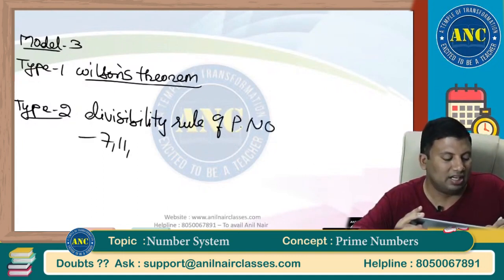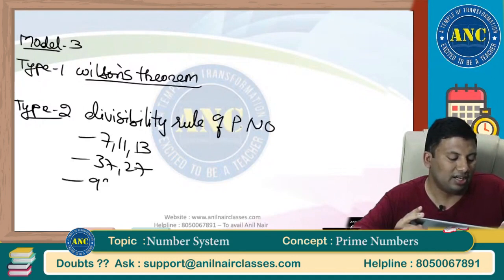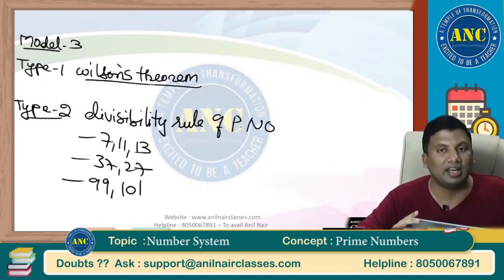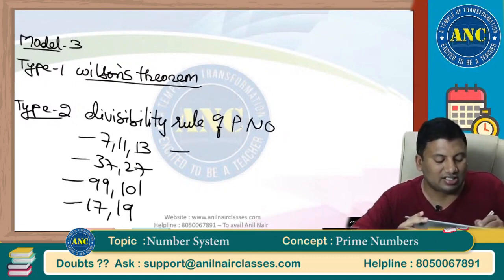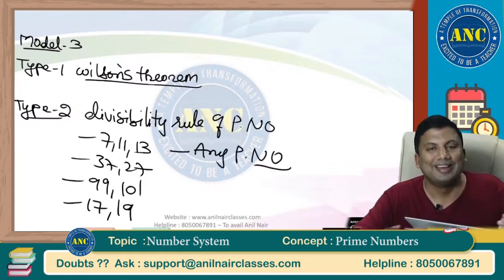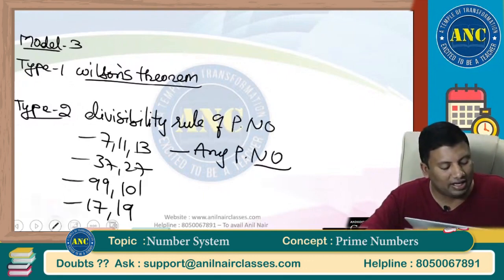This also, in session number 2, we discussed in detail: divisibility rule of selected prime numbers. 7, 11, 13 we discussed. 37, 27 we discussed. 19, 101, 99, 101 we discussed. 17 and 19 we discussed. Divisibility rule of any prime number also we discussed. I hope it is clear. All the various models.